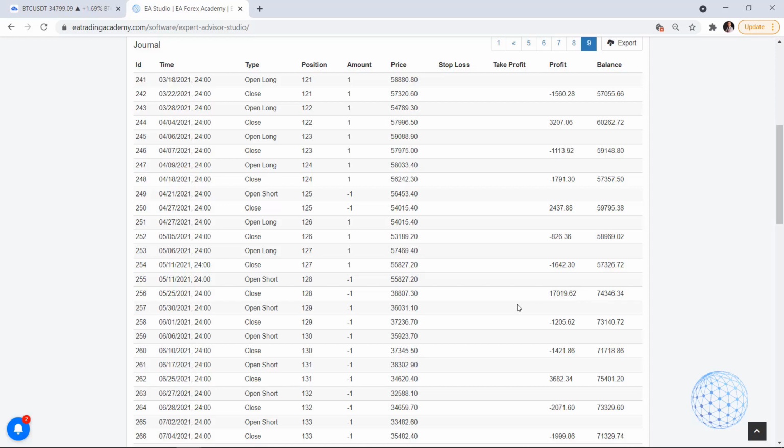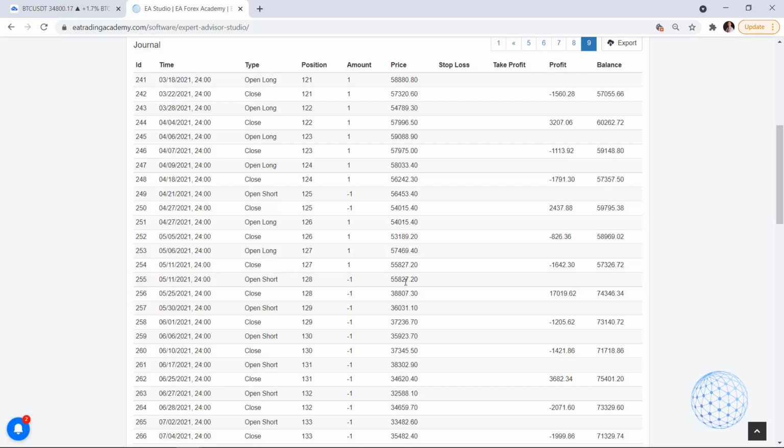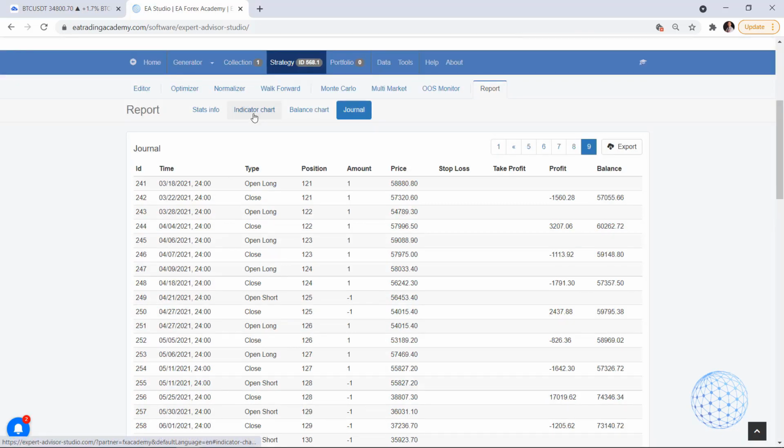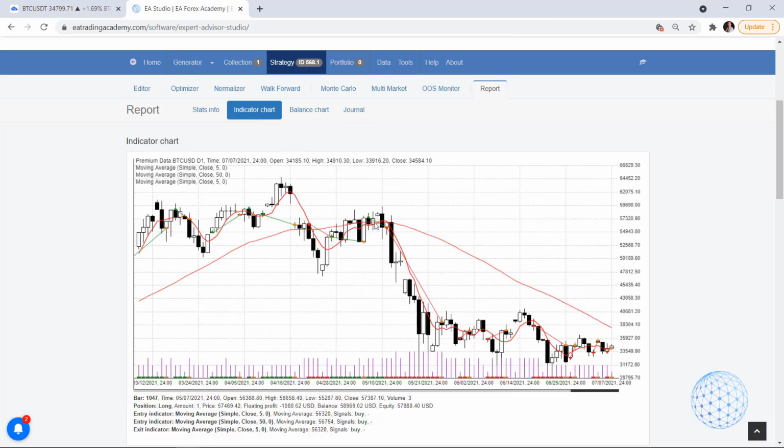And let's have a look at this trade. So it was a short position at 55,827 on the 11th of May. Okay, 11th of May, right over here. I believe it's that one. Yep, 11th of May. Yeah, when the market turned negative, this trade over here brought a great profit with the strategy.